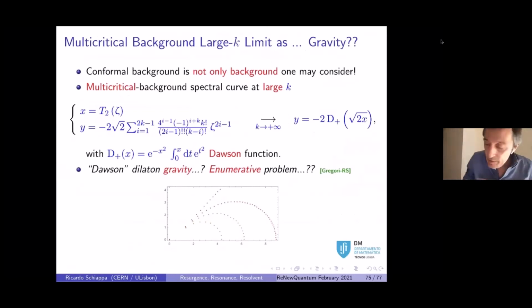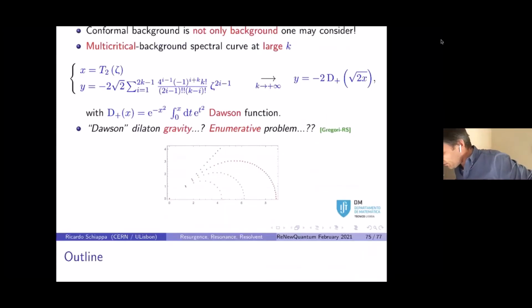That was one possibility. A more likely possibility is that it will still build upon the Weil-Petersson volumes, but the trumpet itself would be different. So there will be the JT trumpet and there will be the Dawson trumpet. But anyways, these are questions that we're addressing right now.